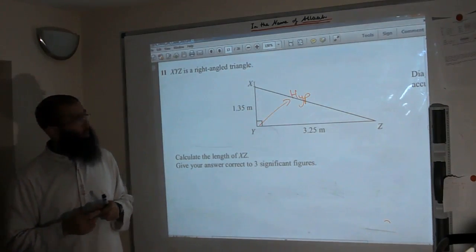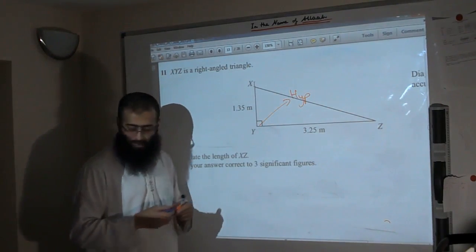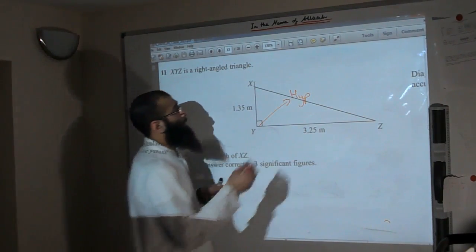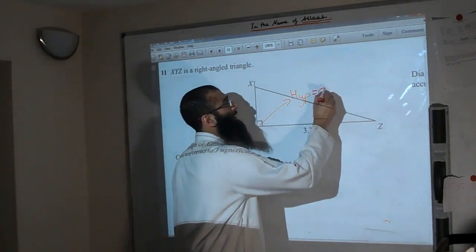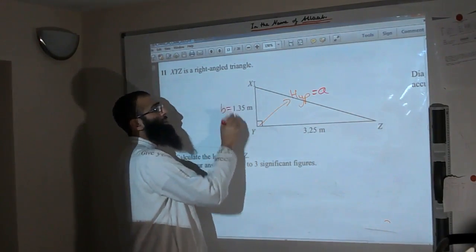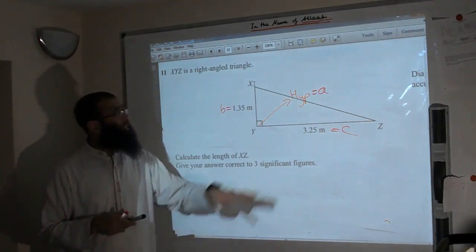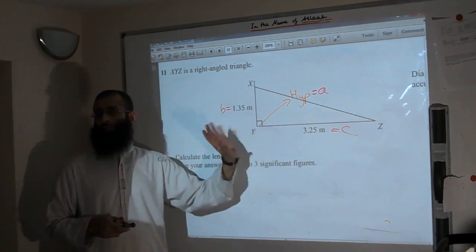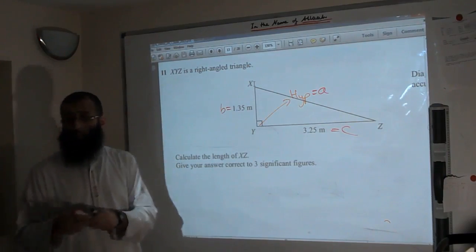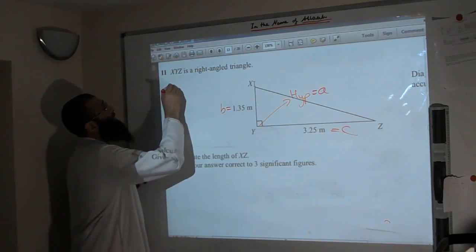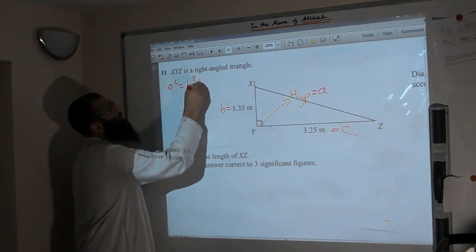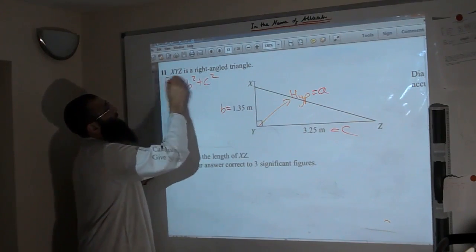We use Pythagoras theorem. The hypotenuse is always A, and we call these ones B and C. As long as we label the hypotenuse A, B and C can be labeled in any order, it doesn't matter. So what was the rule again? Umar mentioned the rule is A squared is equal to B squared plus C squared.